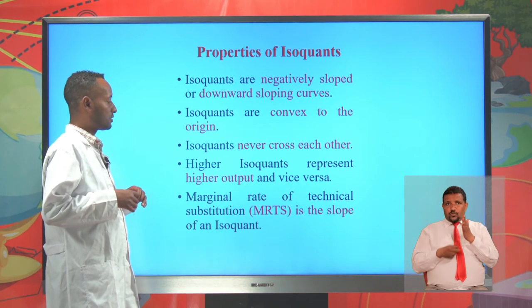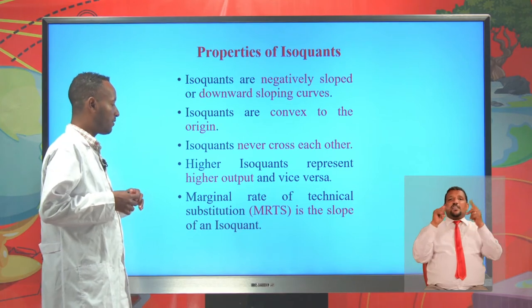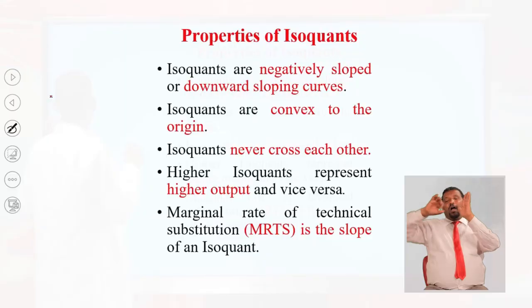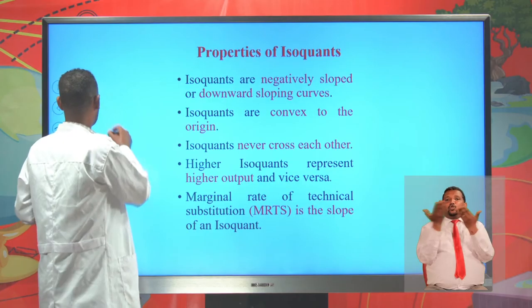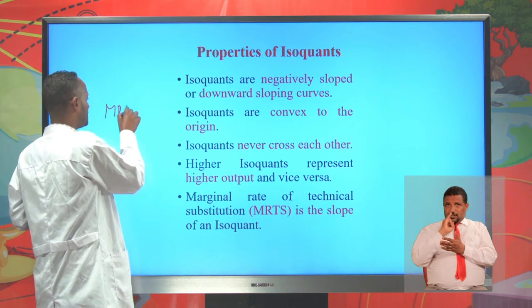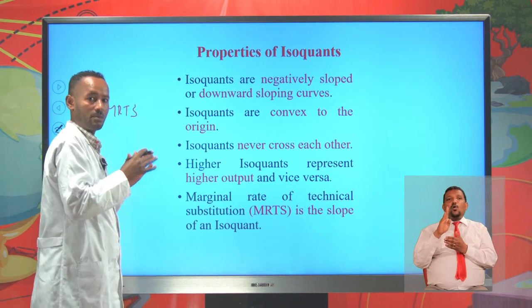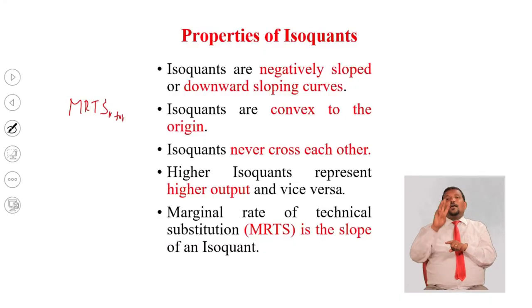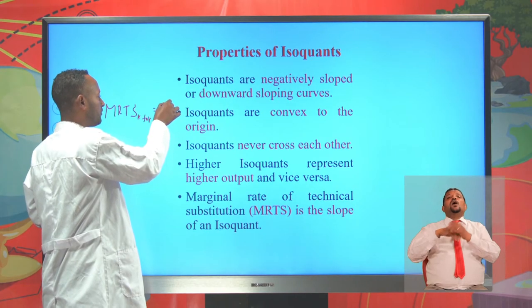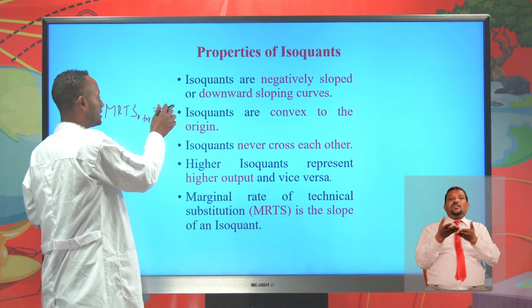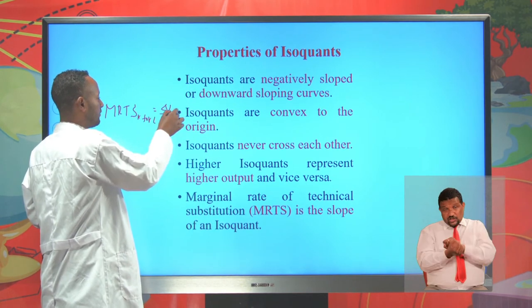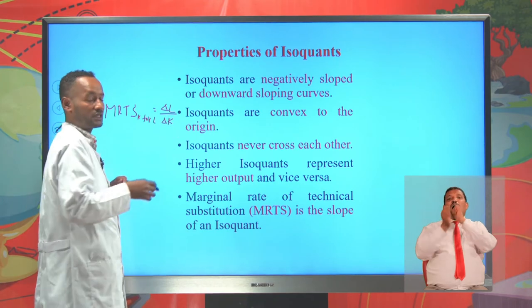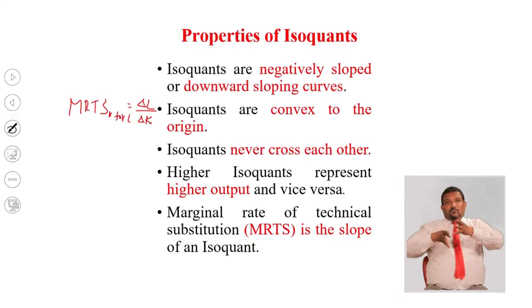And finally, the marginal rate of technical substitution is the slope of an isoquant. That means marginal rate of technical substitution, MRTS, is the rate by which one variable input is substituted for another on the same isoquant. The MRTS of capital for labor is calculated by dividing the change in the amount of the variable input that is given up, which is labor, by the change in the variable input capital that is gained, which is tractor or capital.